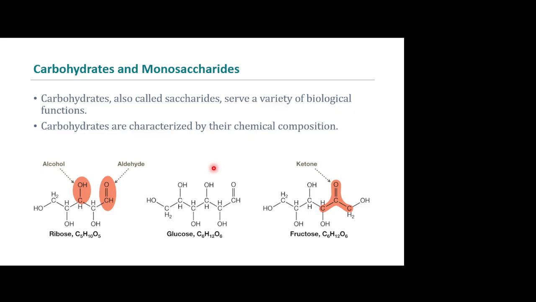All right. Carbohydrates. These are going to be called saccharides as well. They're going to serve a variety of biological functions. Carbohydrates can be characterized by their chemical composition. Right here we have ribose. You guys may recognize that. Have you ever heard of that before? Like ribonucleic acid. Guess what that's made out of? Ribose. Anybody know what DNA is? It has lost one of the oxygens on the ribose. Okay, so this is glucose. This is 99% of the sugar you actually use in your body. It is not straight chain, though. It's typically in the form of the ring.